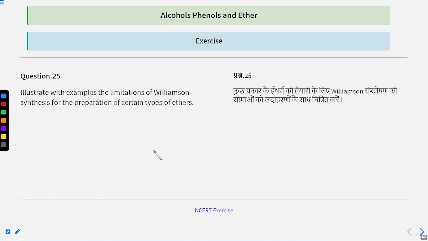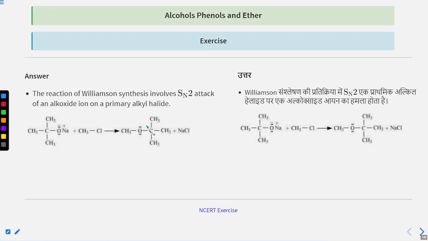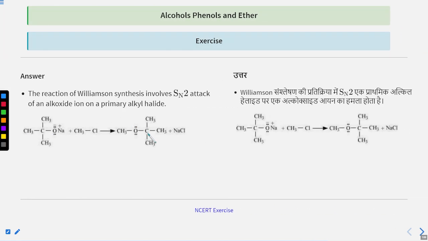Okay, now question number 27. In this you have to illustrate the example of the limitation of Williamson synthesis. So I have told you, if we are using a secondary or tertiary alkyl halide, then that will result in elimination product rather than substitution product. So here you can see, they have used this thing.